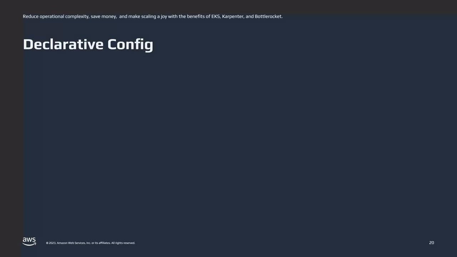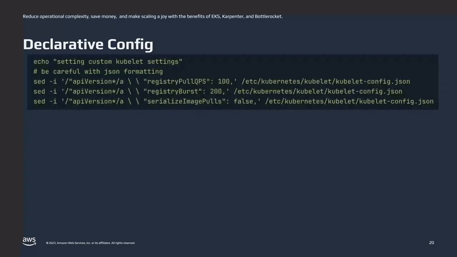When we were using the Amazon Linux-based AMIs, there were a few kubelet configurations that we needed to modify that weren't exposed in the EKS bootstrap script. So to do that, our user data used the sed command to modify the kubelet's JSON configuration file in place. This is really error prone, and you need to be really careful that you don't produce invalid JSON. A mess-up will cause the kubelet to fail to start, and your nodes will never join the cluster. No good.